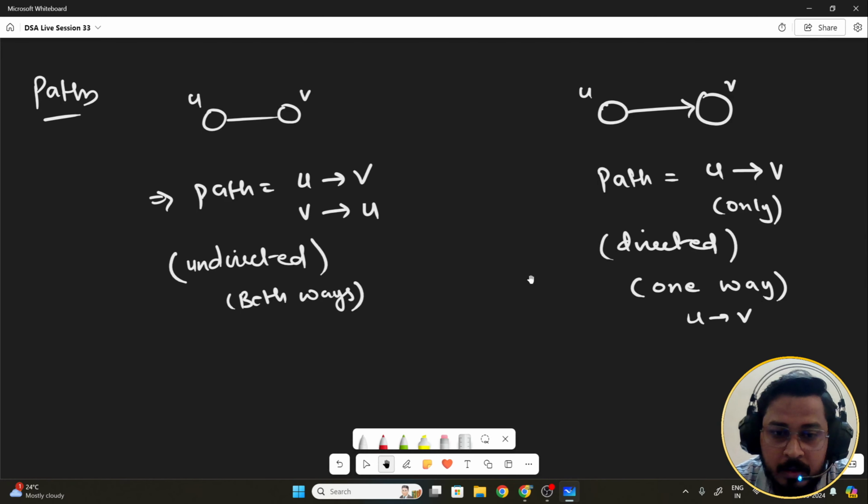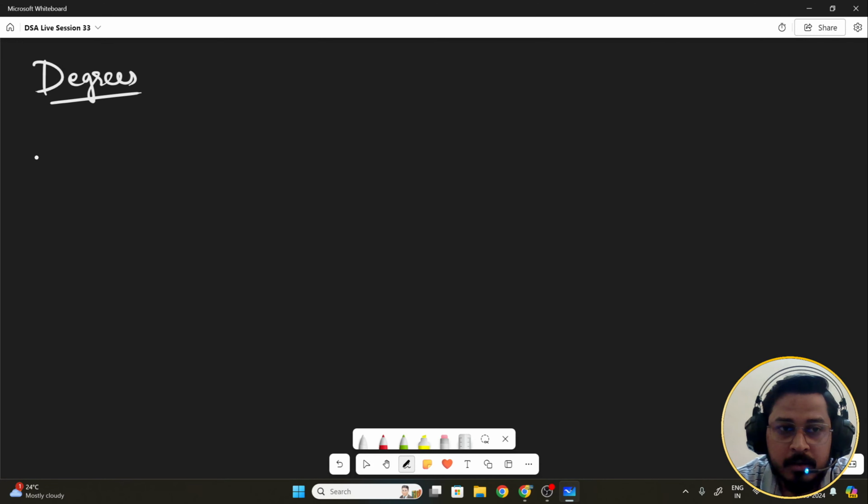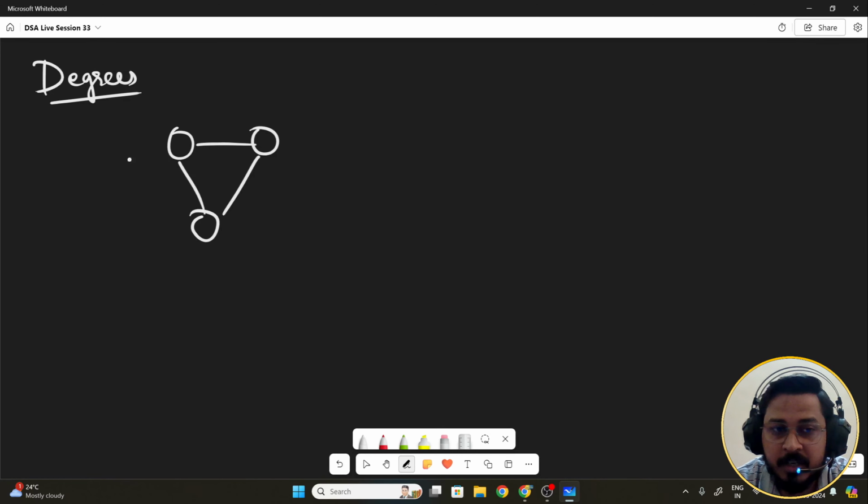Okay. Now, if we talk about degrees, let us say we have this graph where these are the nodes, and these are the edges in between. Okay. Now, if I say this is U, this is V, this is Z.